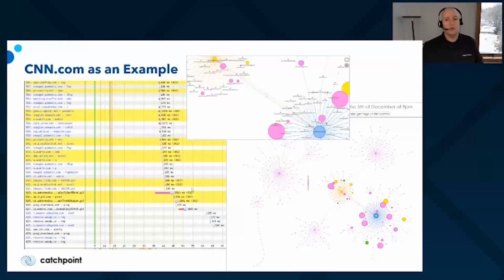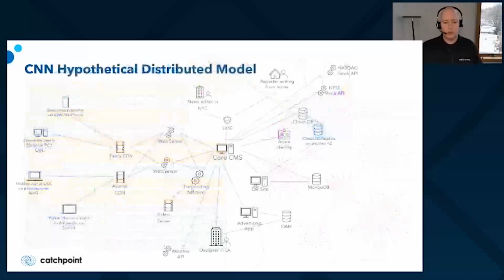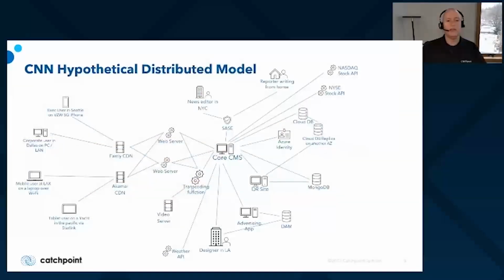So this is where you understand, you can sit here and go, oh, I'm going to look at CNN.com, but it's so much more than just your stuff. Let's take a look at CNN in a more hypothetical distributed model. So that blue dot we were looking at, it's more or less this stuff right here.